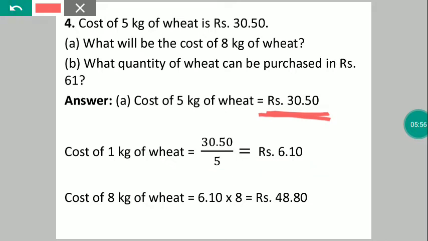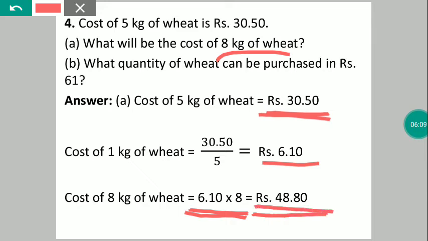We have to find the cost of 8 kg of wheat. The cost of 1 kg is rupees 6.10. So the cost of 8 kg of wheat is equal to 6.10 into 8, which is equal to rupees 48.8. So we get the answer of A here.